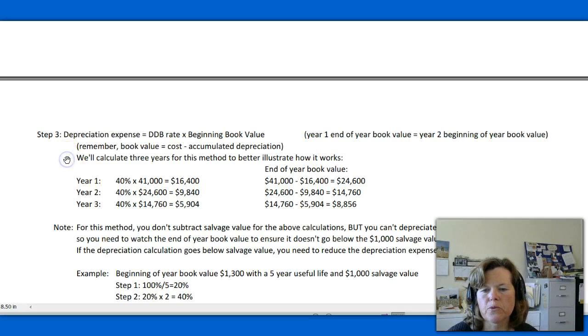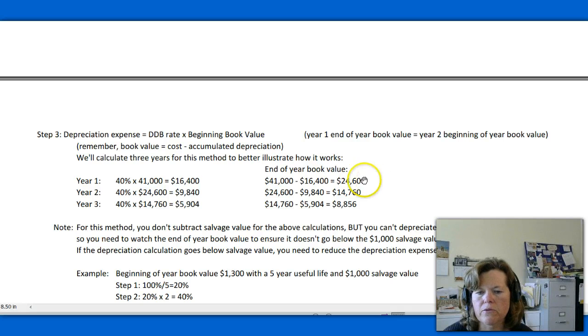We're going to calculate 3 years for this method to better illustrate how it works. So year 1, 40% times 41,000. For year 1, we don't have any accumulated depreciation, so our book value is cost to begin with. 40% times 41,000 is 16,400. Then we can calculate our end of the year book value. 41,000 minus 16,400 is 24,600. That's the net value left on the books.